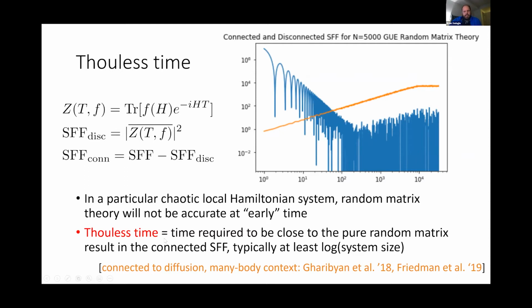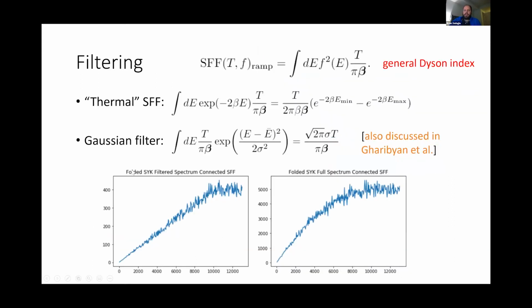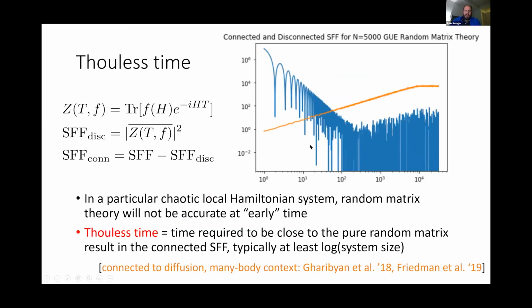And this Thouless time is just going to be defined, again, as the time required for this connected part to be close to the linear ramp result that I have here. And what close means, you'll see later. This is something we can choose, and the Thouless time depends on the notion of closeness.